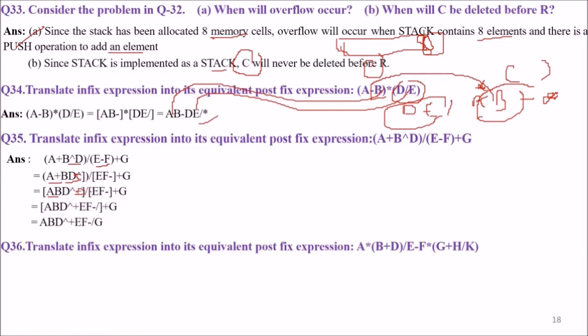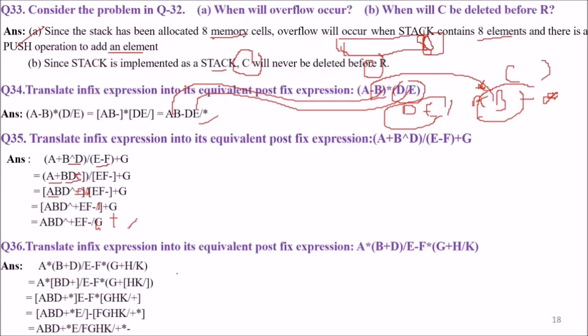Now between division and plus, division has the precedence. So first division will be computed. So A BD cap plus, EF minus, then division will come here, and plus G is there. So G, and finally a plus will be there. A final plus will be written here. Okay, so this is the correct answer. Now postfix, I will leave it as an exercise for you. This is how it is done, and these are the steps. Please pause and read this very carefully.